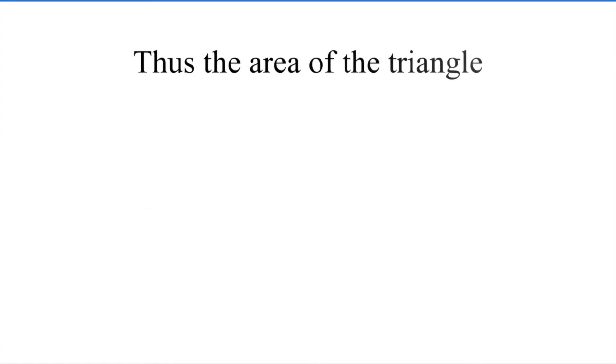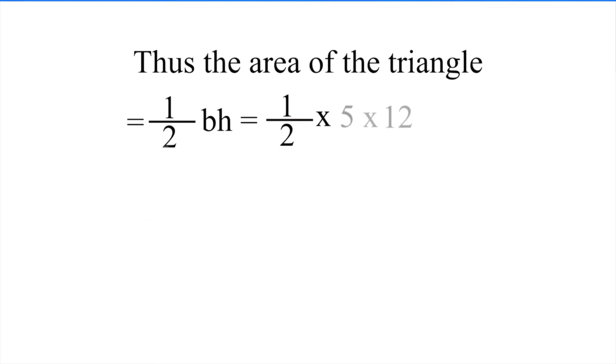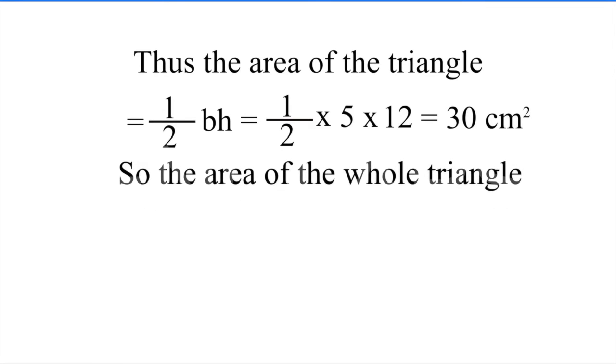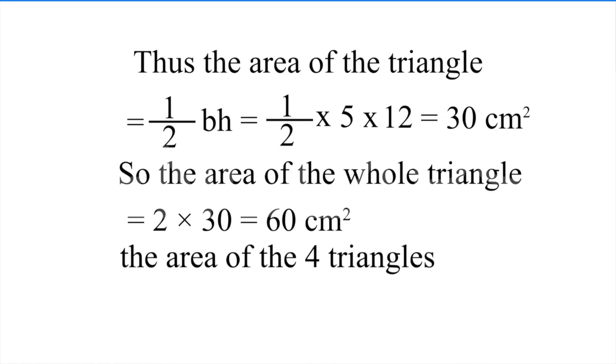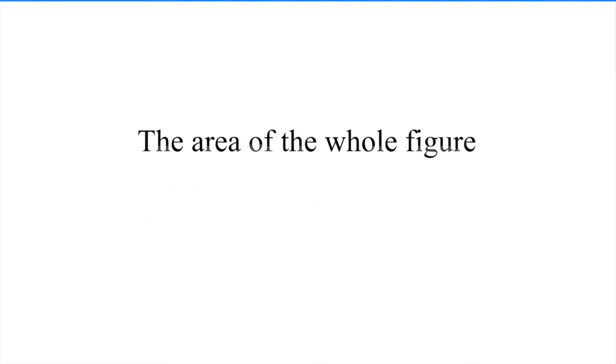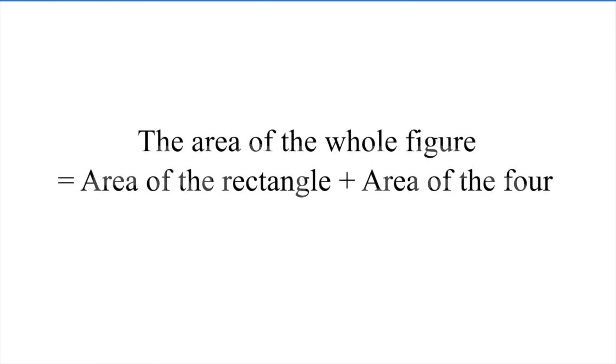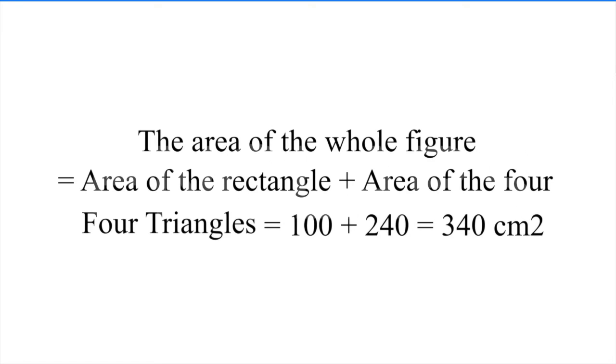Thus, the area of the triangle is equal to half bh is equal to half into 5 into 12 is equal to 30 centimeter square. So, the area of two triangles is equal to 2 into 30 is equal to 60 square centimeters. So, the area of the 4 triangles is equal to 4 into 60 is equal to 240 square centimeters. So, the area of the whole figure is equal to area of the square plus area of the 4 triangles is equal to 100 plus 240 is equal to 340 square centimeters.